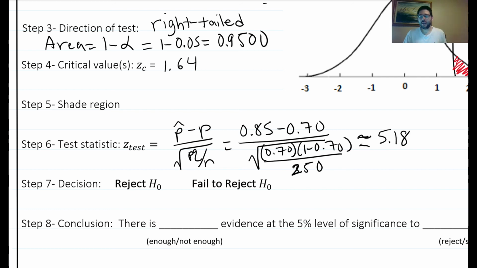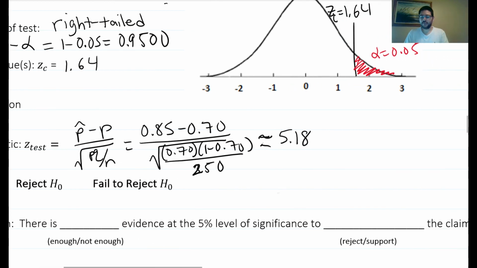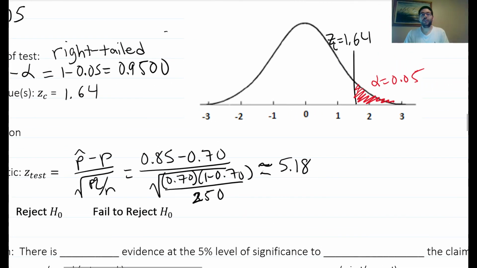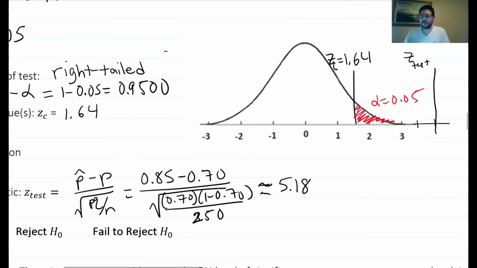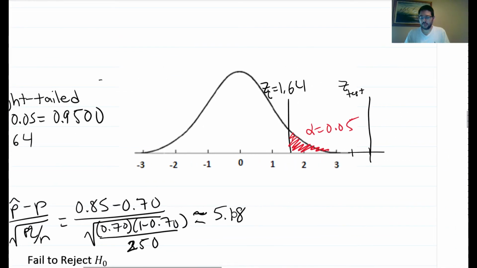Okay, so that's my z-test. So that is a large z-score, relatively speaking. If you look here, this is 4, this is 5. So you're all the way on this right side of the curve. So we got a z-test of 5.18, and that's all the way on the right part of the tail, right? So this entire region is the rejection region.